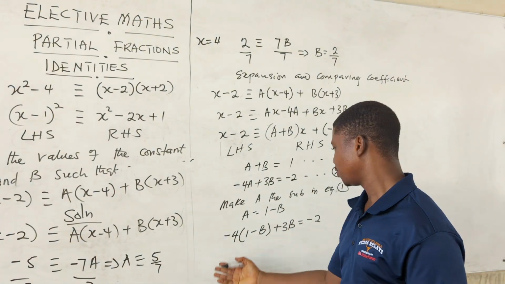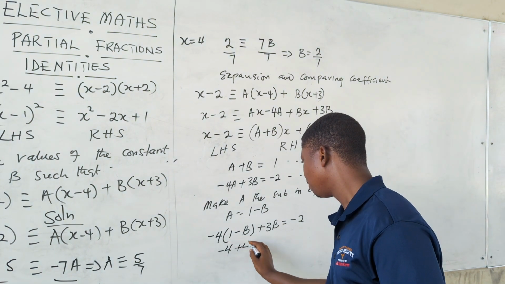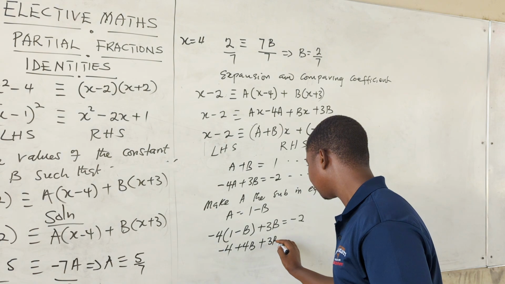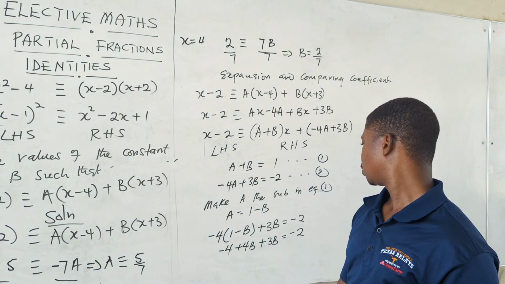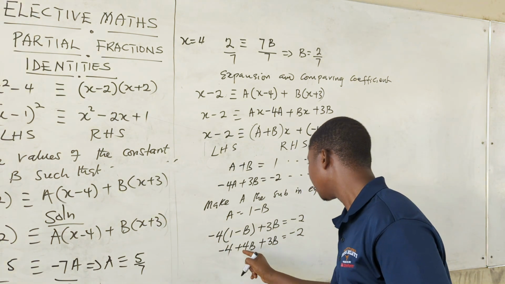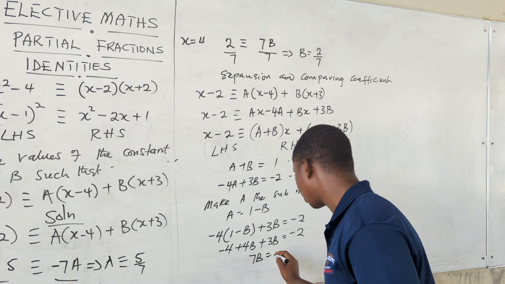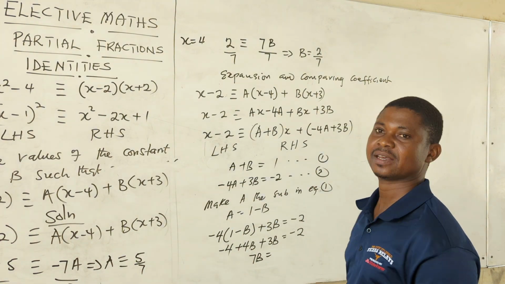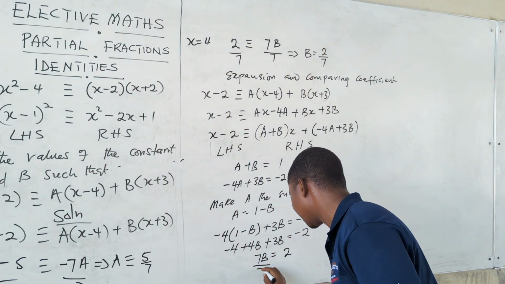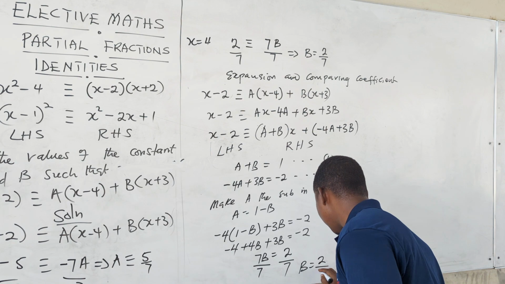So having gotten that, we can expand. So minus 4 plus 4b plus 3b is equal to negative 2. So now this, you can put your like terms. So this one going there, you have 4b plus 3b will give us 7b, which is equal to negative 2 plus 4, you are going to get 2. So over 7 over 7. So b will give us 2 over 7.